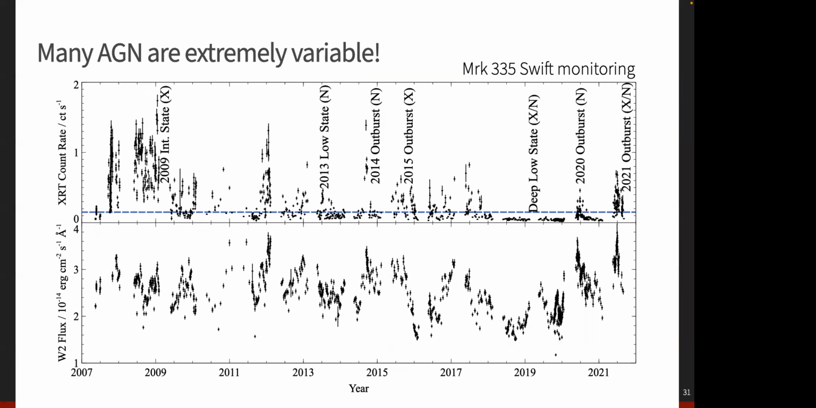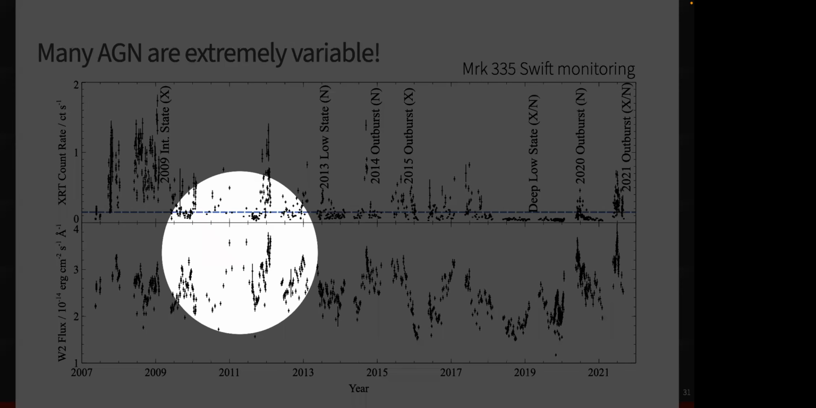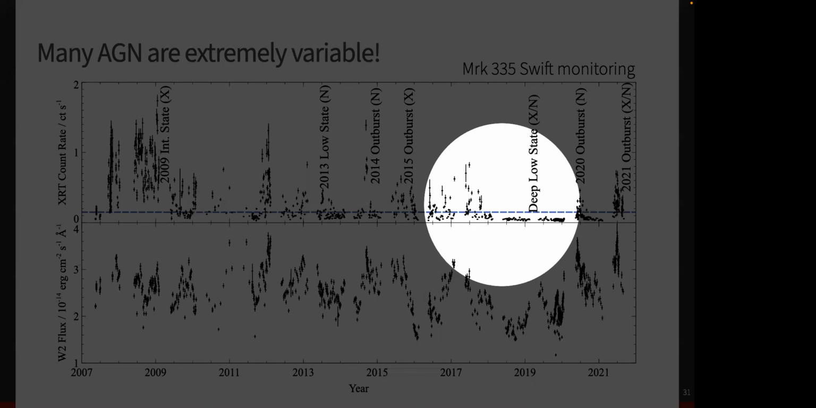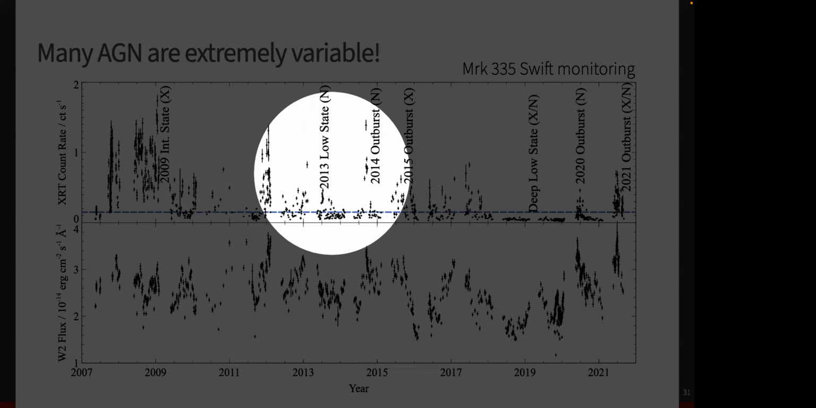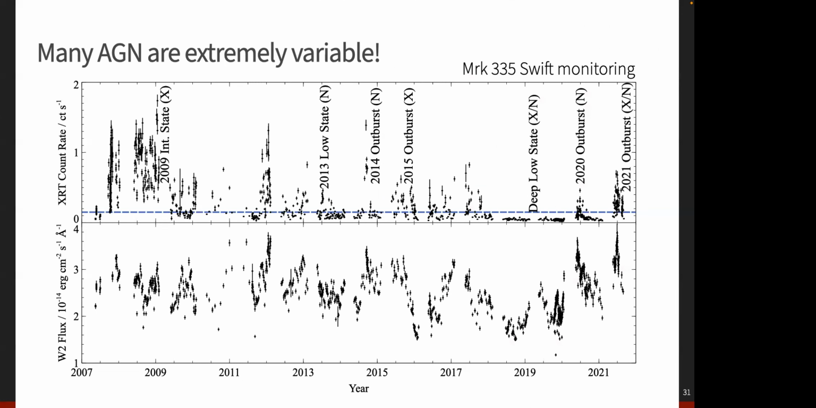And our AGN are extremely variable objects. This is the light curve from SWIFT of Markarian 335, and we can see just how crazy the X-ray and the UV variation is here. We see it go through bright states and dim states, and occasionally we get these bright flares that get emitted from the accretion from the corona.